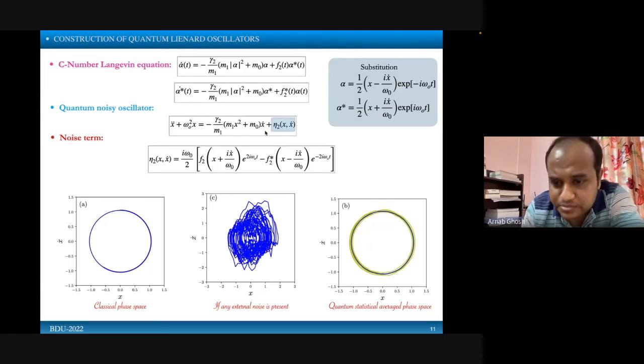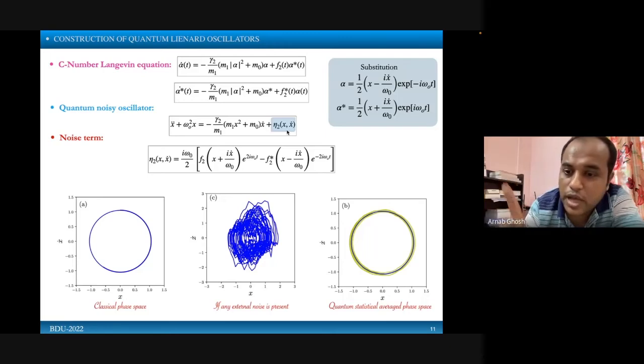On the other hand, in the presence of noise, if you have this set of equations, you still get the limit cycle oscillations, but the limit cycle gets fuzzy because of the presence of this noise. But as I mentioned, this noise is derived from the system-reservoir Hamiltonian. That means its origin is internal.